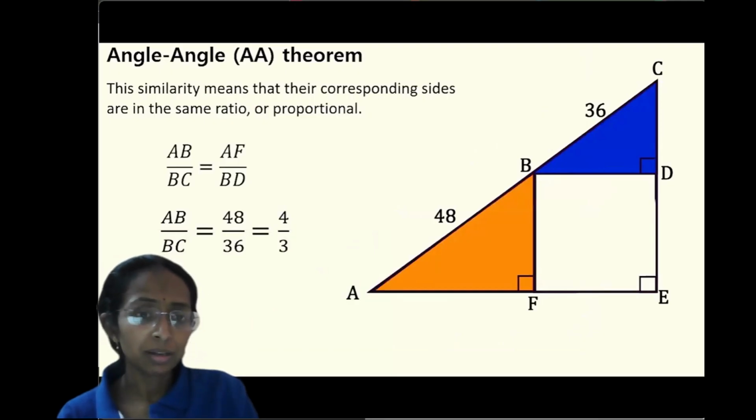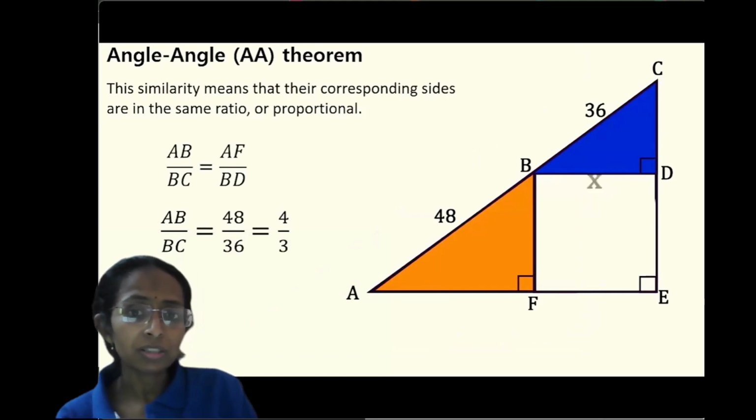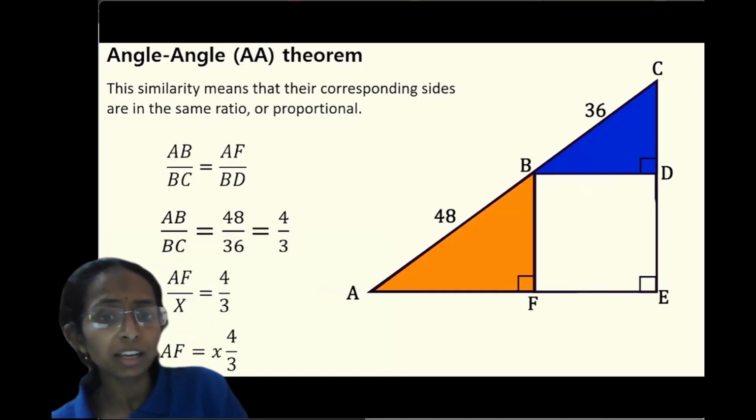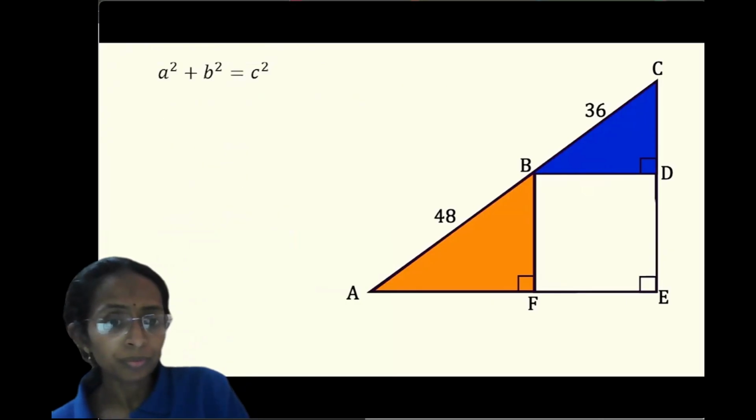That means, because I'm assuming the side of the square to be x, I have the ratio AF to x is again equal to 4 by 3. So my AF side length is x times 4 by 3.